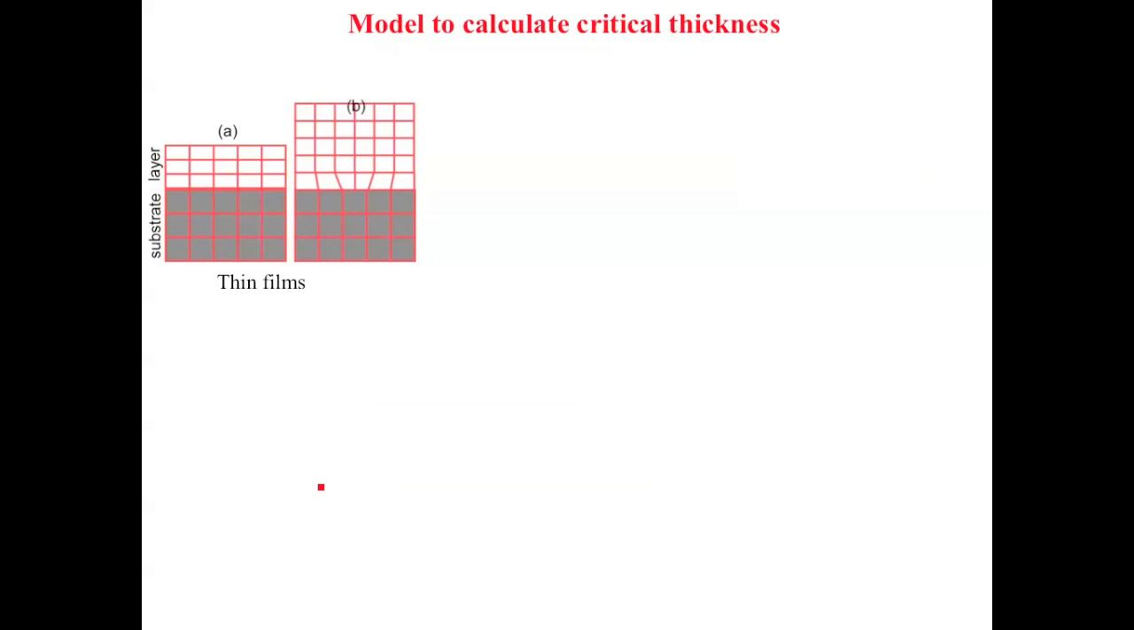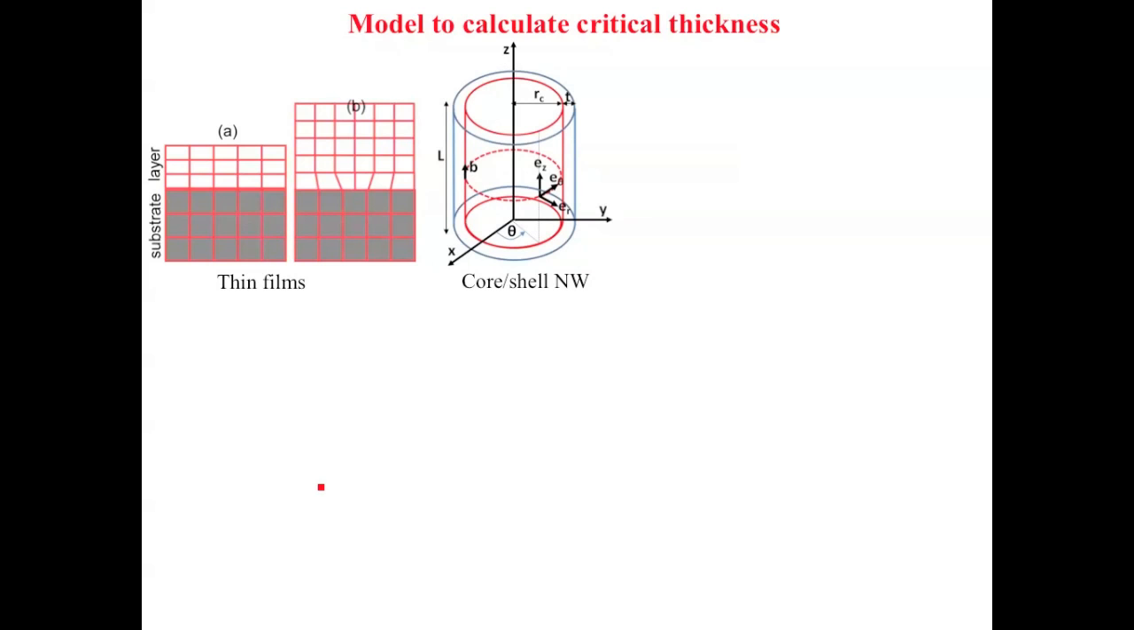In the case of thin films, if the layer is thin enough, all the strain will be accommodated by the layer, and the layer will be lattice matched to the substrate. If the thickness is higher than a certain value, dislocations will appear right at the interface. In the case of core-shell nanowires, we consider a coaxial cylinder in a cylindrical coordinate system. In this case, since the core is thin, the core atoms can also accommodate part of the strain, which makes the critical shell thickness larger for these structures.